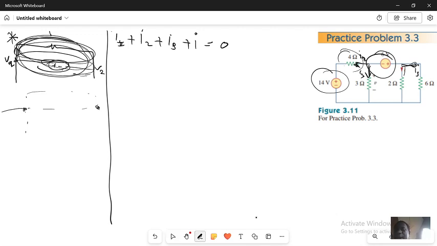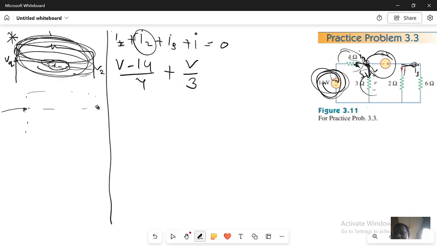Let's analyze again. I1. How to determine the value of I1? I1 means that I have this voltage V. V is the potential of this node, because V equals V1 minus 0. It will be V. So I can note this voltage here as V. So I1 is going to be V minus 14, divided by 4, plus I2. The value of I2 is V divided by 3.